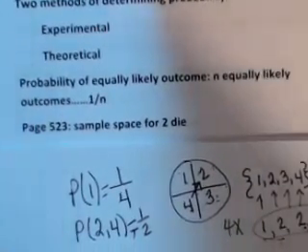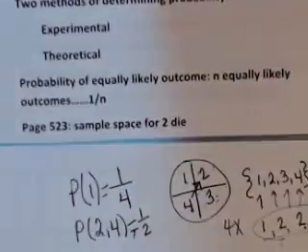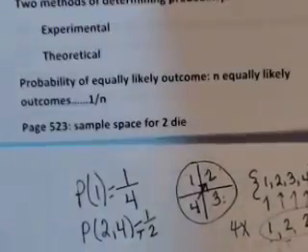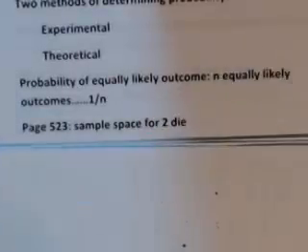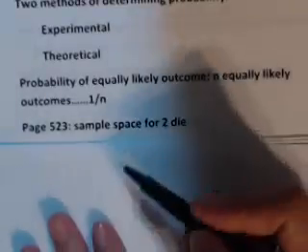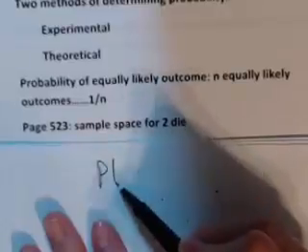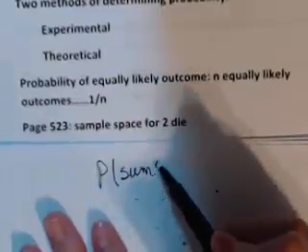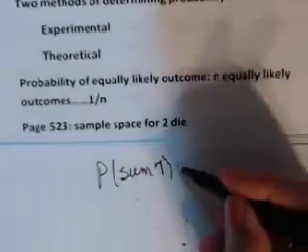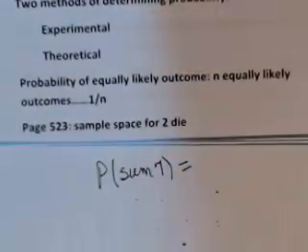On page 523 in your book, you have the sample space for what could happen if you roll 2 die. And I think that you will find that to be very helpful as you are answering problems in your assignment, because if it asks what is the probability of rolling 2 die and getting a sum of 7, then you will be able to go back and look at these and find the numbers that would give you 7.